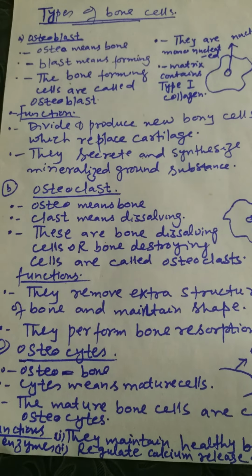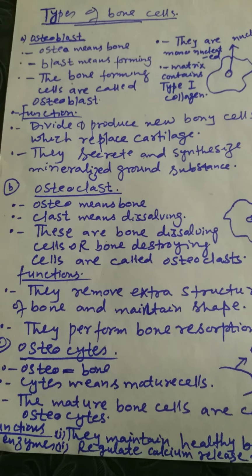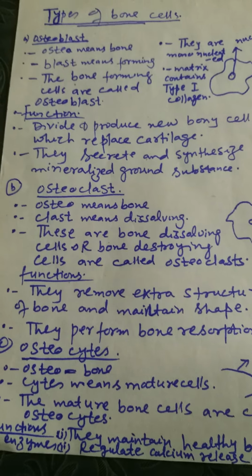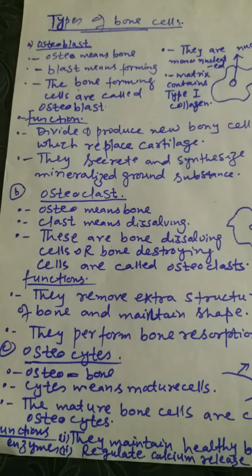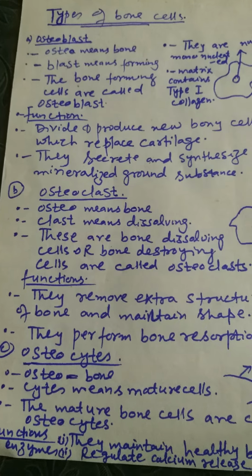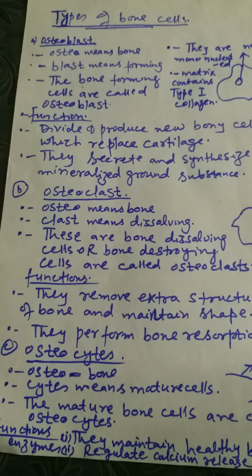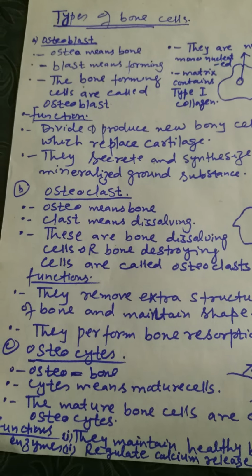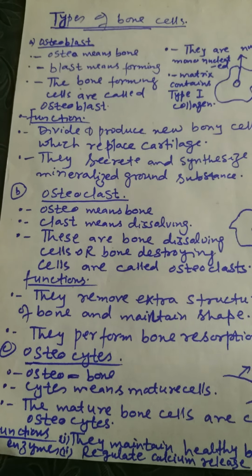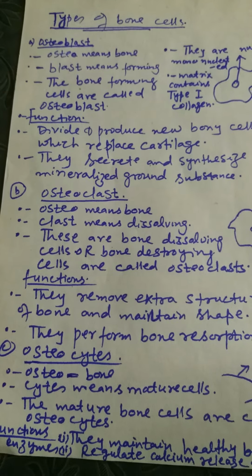The second type of cell, formed by the maturation of the osteoblasts, is called osteoclast. Osteo, as told earlier, means bone, and clast means dissolving.